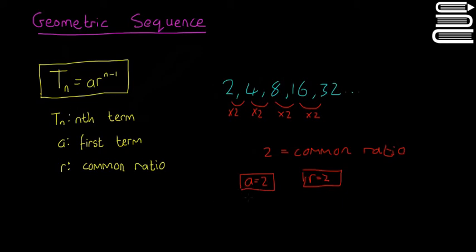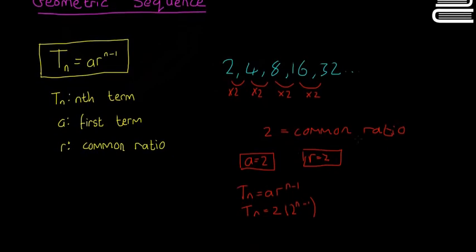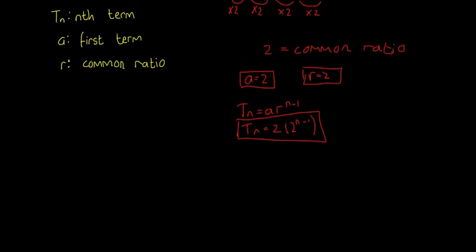So if we want to write our t of n for this sequence here, t of n again is equal to, so just rewrite that, t of n is equal to a r to the n minus 1. That means t of n is equal to 2 multiplied by 2 to the power of n minus 1. Okay, so that is the form for the geometric sequence we have in front of us there.